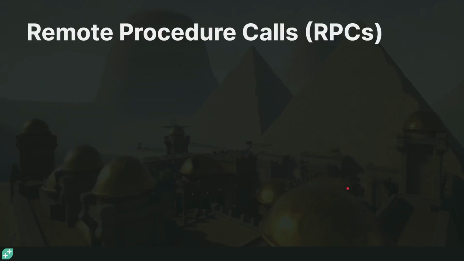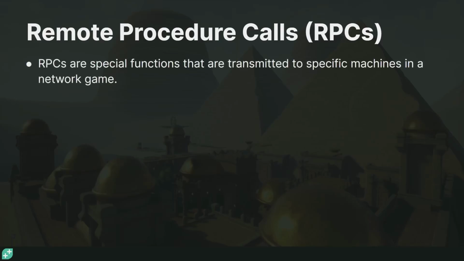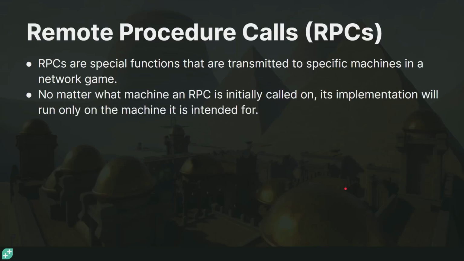Okay, finally we have remote procedure calls, or RPCs. These are special functions that are transmitted to specific machines in a network game. So these are called from one machine in the network, but executed on a different machine. No matter what machine an RPC is initially called on, its implementation will run only on the machine it is intended for. So it can be a function that's called on the server, but it's only run on a specific client, or it's called from the client and run on the server. That's what an RPC is.